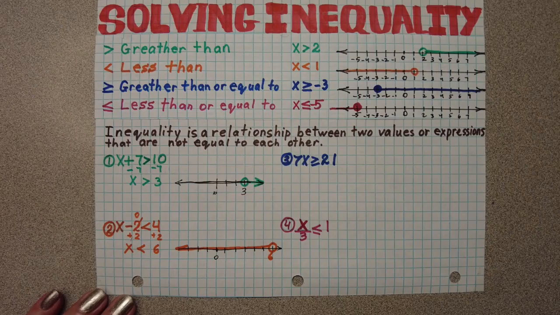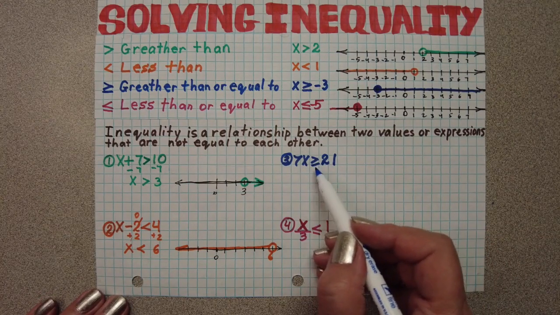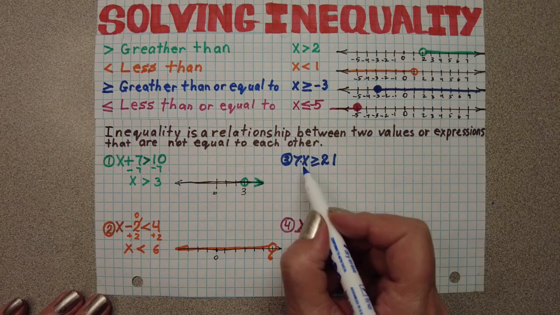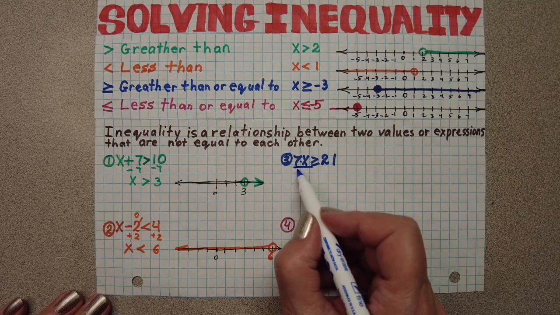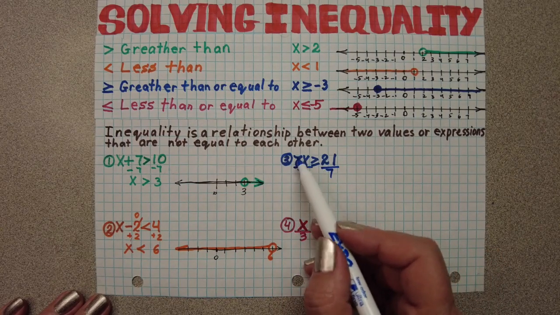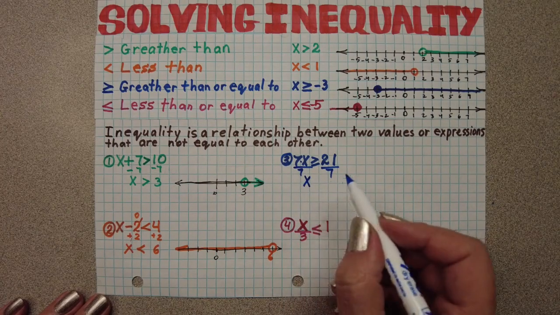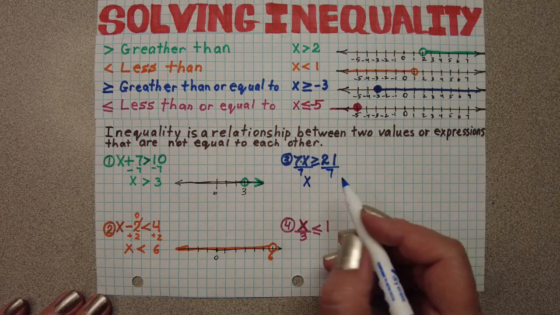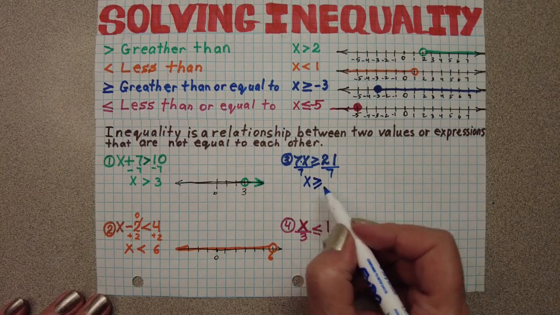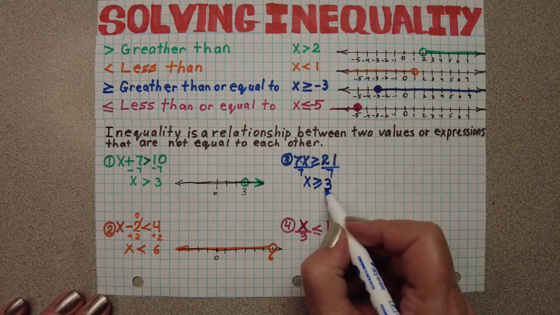Let's go to the next one, which is 7x is greater than or equal to 21. This is like multiplication. We need to do inverse. We divide by 7 both sides. 7 divided by 7 is 1, so x was isolated. What we have here, x greater than or equal to 21 divided by 7, which is 3.